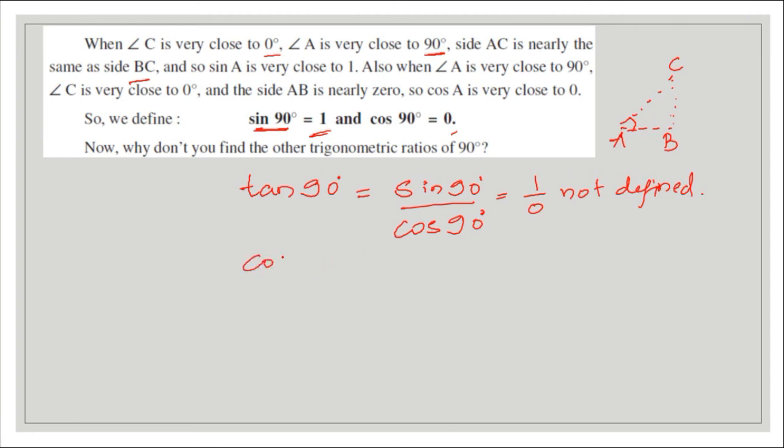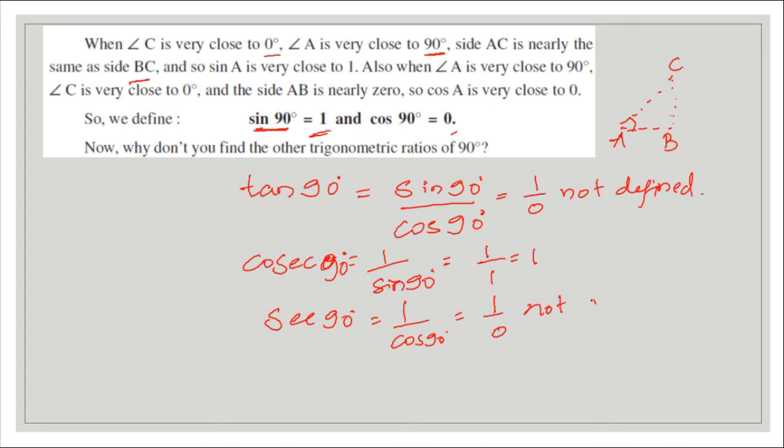Now we have the reciprocal relations. Cosecant 90 degree is 1 upon sine 90 degree, and it will be equal to 1 upon 1. The value is 1. Secant 90 degree is 1 upon cos 90 degree, which is 1 upon 0, which is not defined. Cotangent of 90 degree is 1 upon tan 90 degree, which will be 1 divided by 1 by 0, which becomes 0 by 1, which is 0.